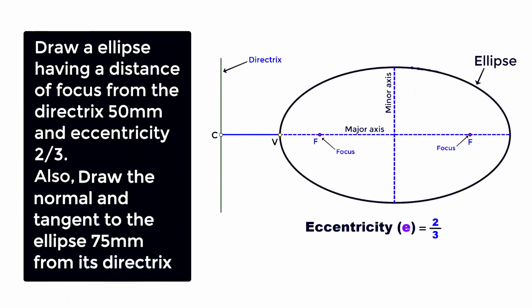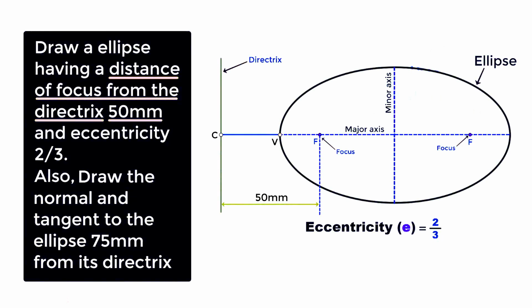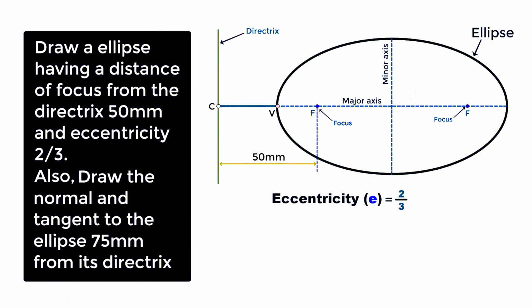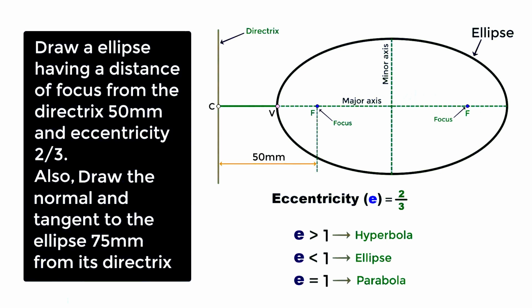Here, we can see this distance of focus from the directrix is given as 50 mm, which is this distance. And the eccentricity, which we denote by E, is given as 2/3. Here, we have to remember that if the value of this eccentricity is more than 1, then we get a hyperbola. If the value is less than 1, we get an ellipse. And if the value is equal to 1, we get a parabola. In this case, it is less than 1, so it is an ellipse.